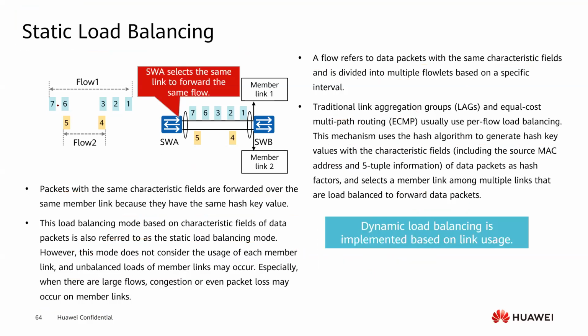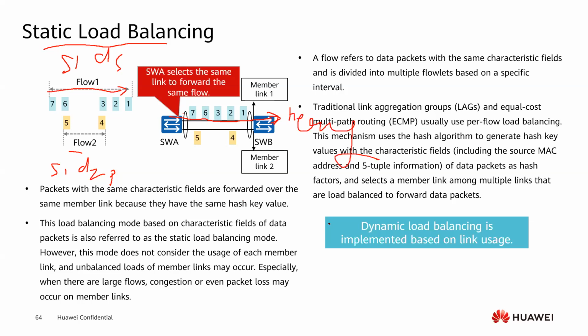We just see here, flow 1 has the same characteristic, the same source IP and destination IP. Flow 2 has another source IP and destination IP. If the LAG works in static load balancing, all the packets of flow 1 are sent on this link. So you can see the load of this link is very heavy.